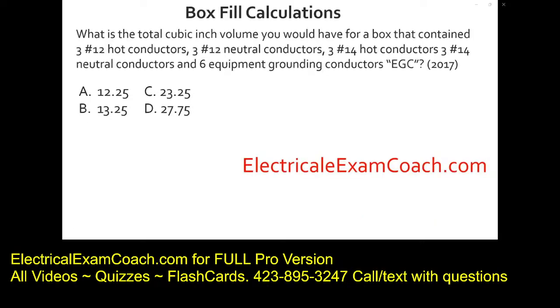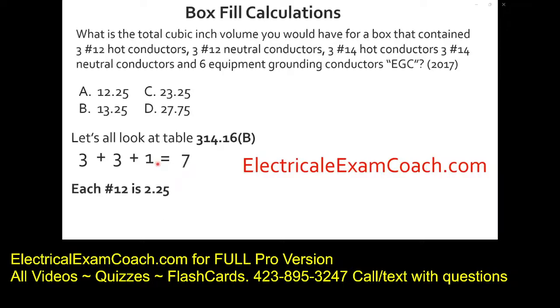Let's go ahead and do one more for the 2017. We have the total cubic inch volume, and we have 3 12 hots, 3 12 neutrals, 3 14 hots and 3 14 neutrals, and 6 equipment grounding conductors in the box. First, let's count our 12s, because that's what we're going to group all the equipment grounding conductors with, the largest conductor in the box. We know we got 3 hots, we know we got 3 neutrals, and we're going to group all of those equipment grounding conductors, counting them as 1 with the largest, which happens to be 12.